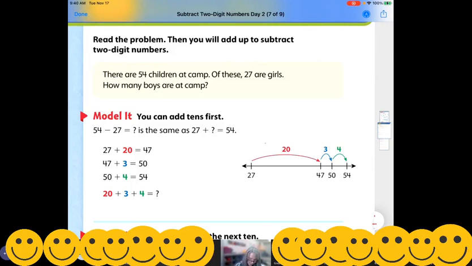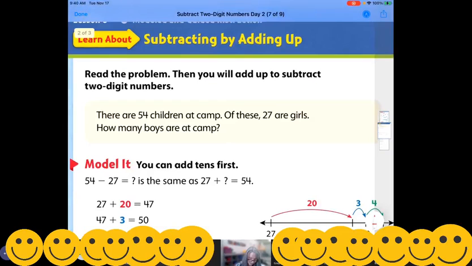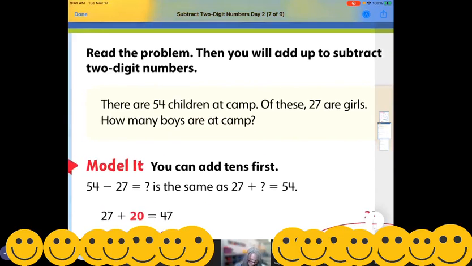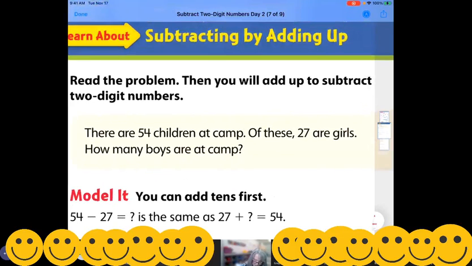First, we're just going to read this little story and make sense of it. It says there are 54 children at camp. Of these, in other words, of these children, I have 54. Some of them are girls, some of them are boys, right? It tells me how many are girls. 27 of them are girls. That means the rest of them are boys, right? We know that this is going to be a subtraction problem. And if it's a subtraction problem, I can flip it around and turn it into an addition problem. So that's what this one's all about.